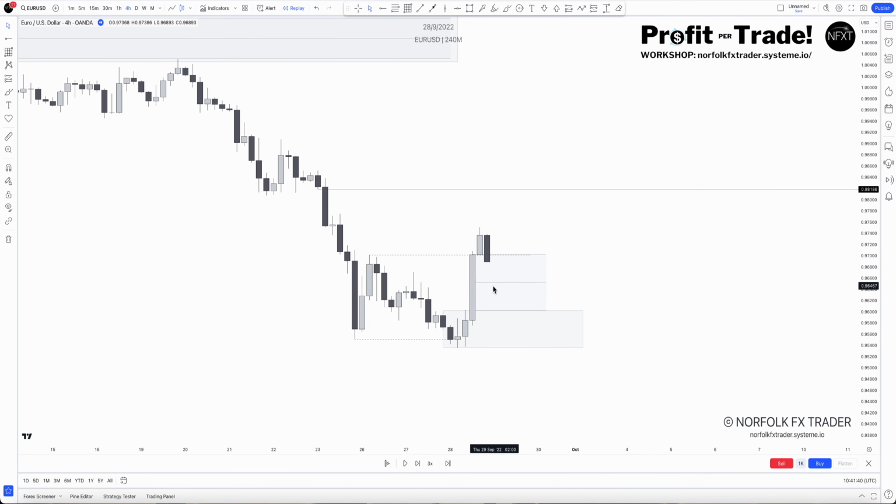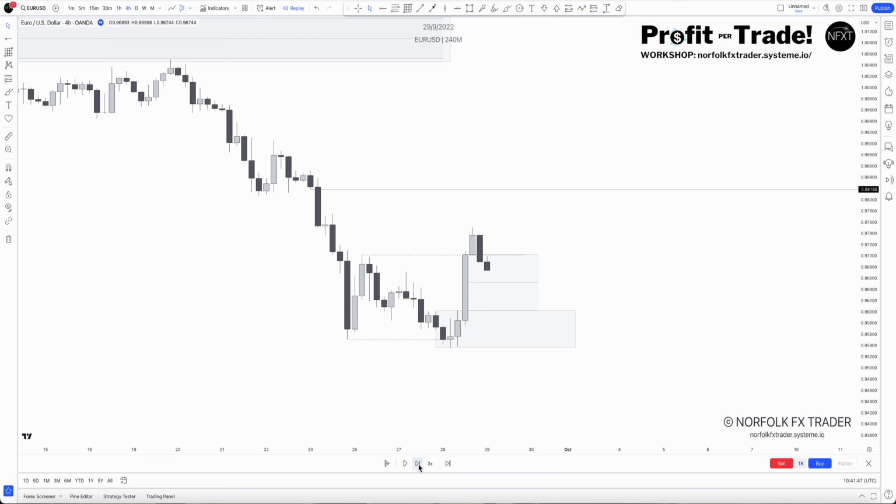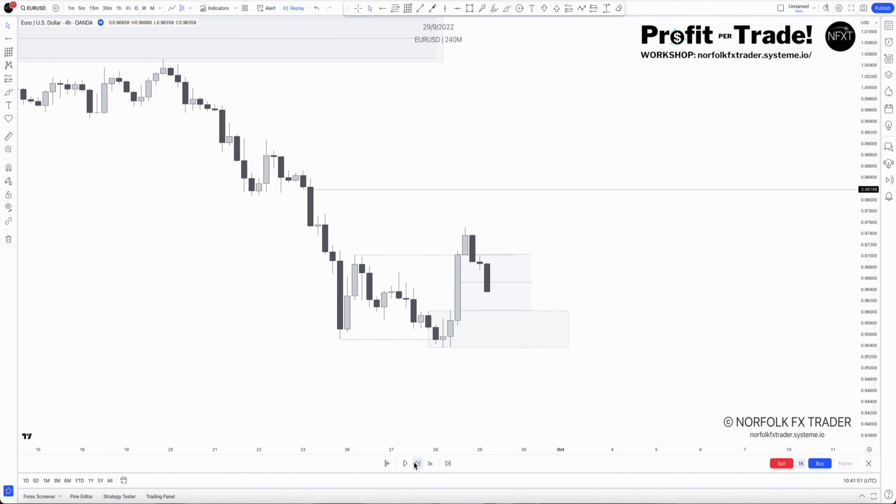So here we're looking for potential pullback continuation. On the lower time frames, you'll be looking for that market structure shift to look for potential buys. We continue to pull down. Let's go for the next candle. Wait for that to close. Now we've gone to the 50%.